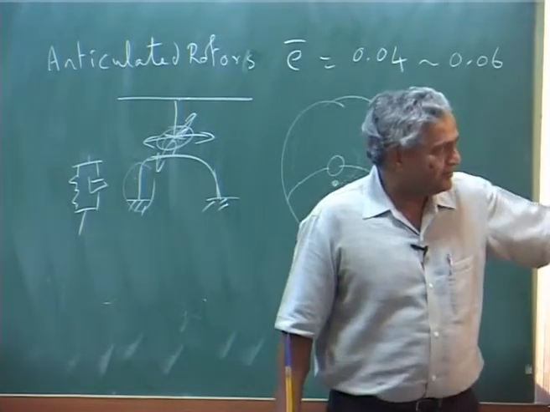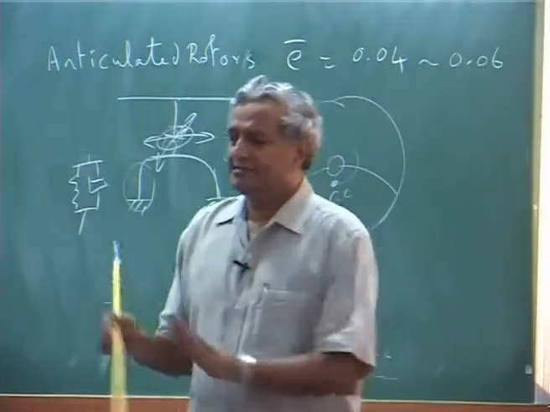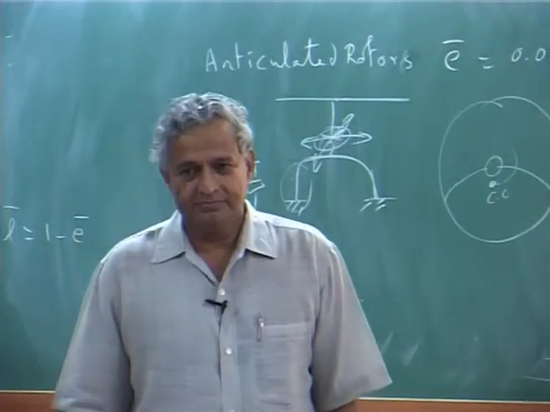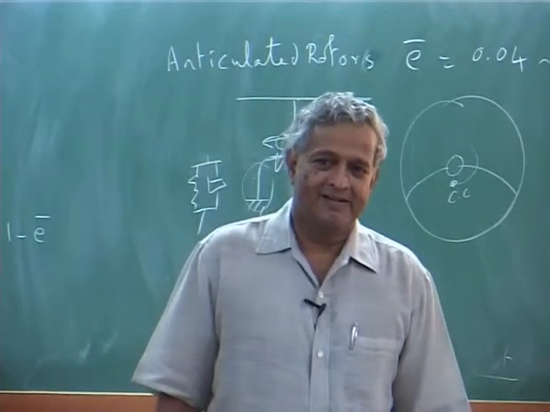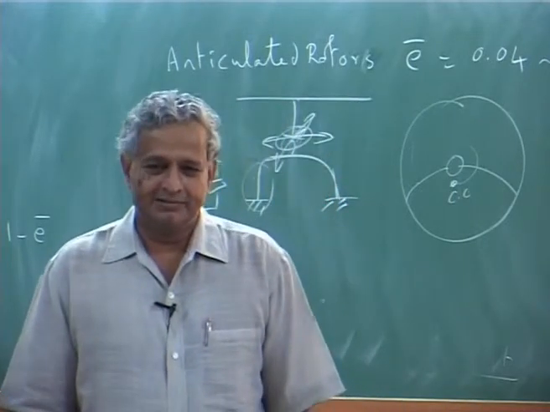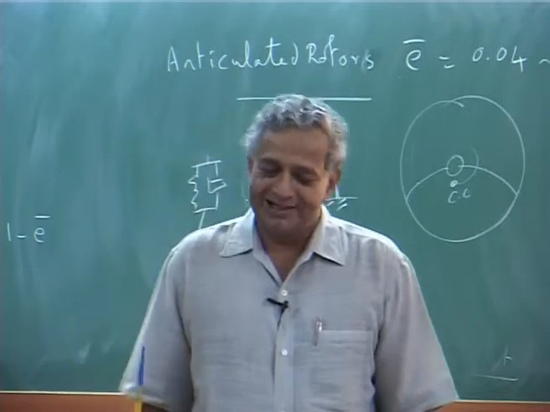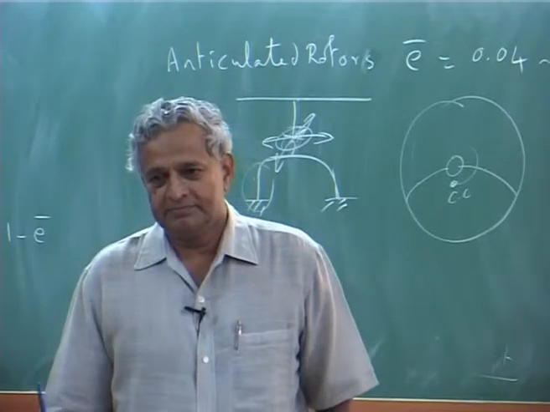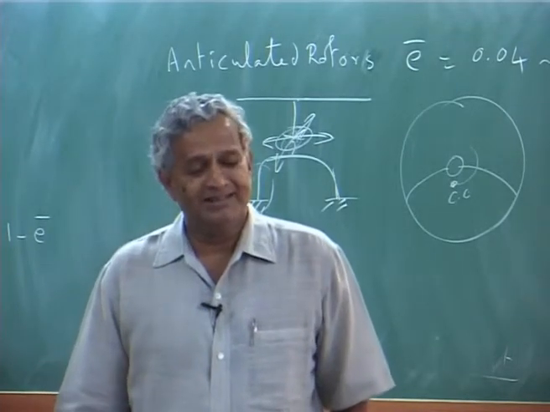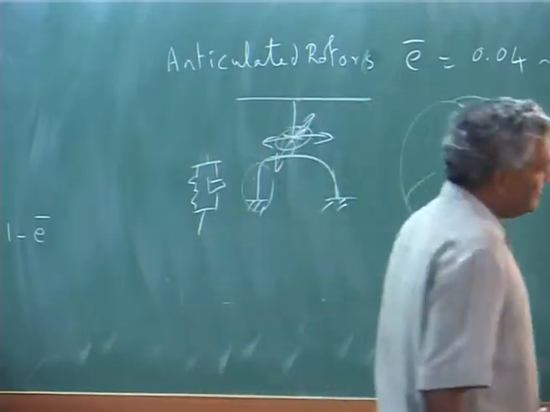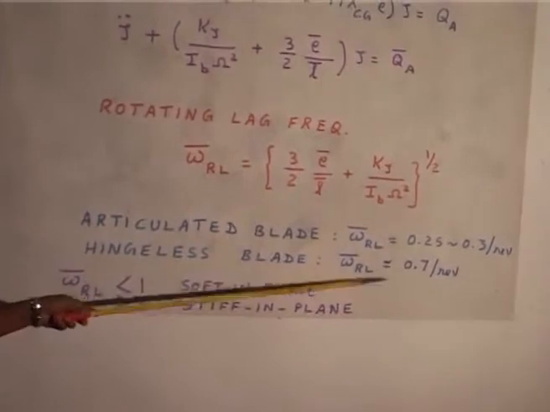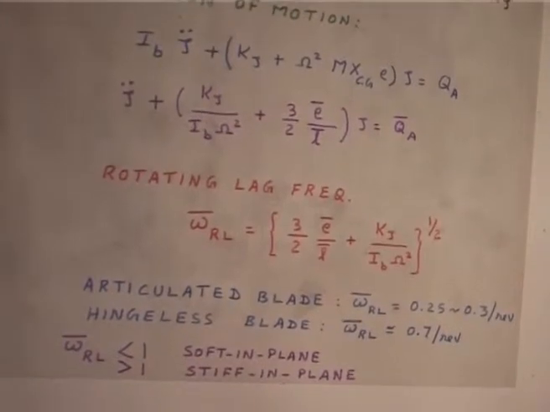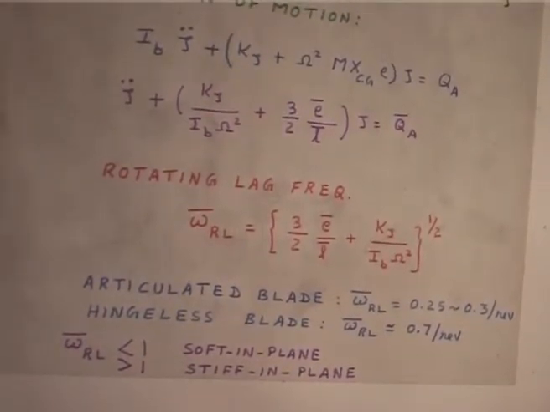So here the only basic thing is what is soft in plane and what is stiff in plane. Soft in plane usually may lead to having a damper. You cannot avoid having a damper. No, flap lag instability is usually soft in plane. You see the frequency, these two are soft in plane because they are below 1. And for a hingeless blade, you don't go beyond 0.7, don't go near 1. If you go near 1, you will get into flap lag instability.